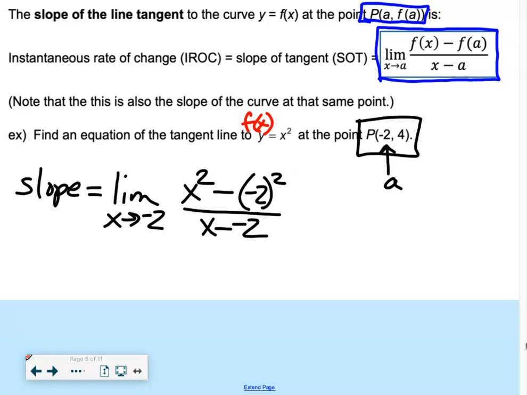Wow, it's like limits we've done before. Especially if you change that to a 4, it should look really familiar. It's a good thing we learned some limit techniques, right? Okay, take a minute, find the limit, and then see if you can write the equation of the tangent line.